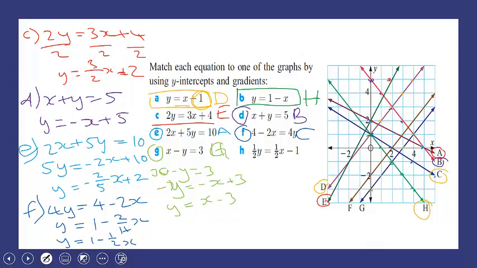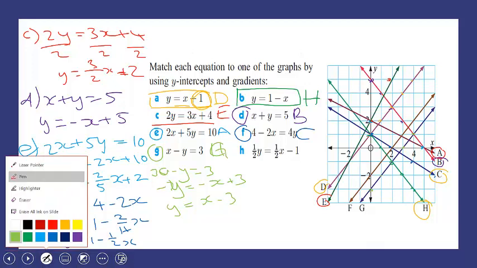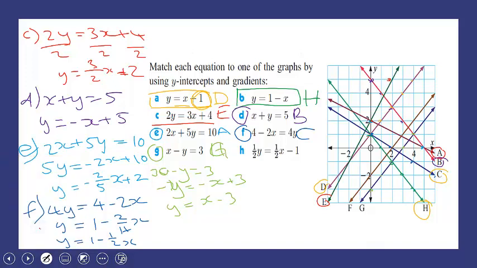And finally H. H is y equals a half x minus 1. So multiply everything by 2. So y equals x minus 2. And I've got one line that goes through minus 2, that is F. The gradient there is 1 up, 1 to the right, 1 up, 1 to the right. And that's how you answer question 13.